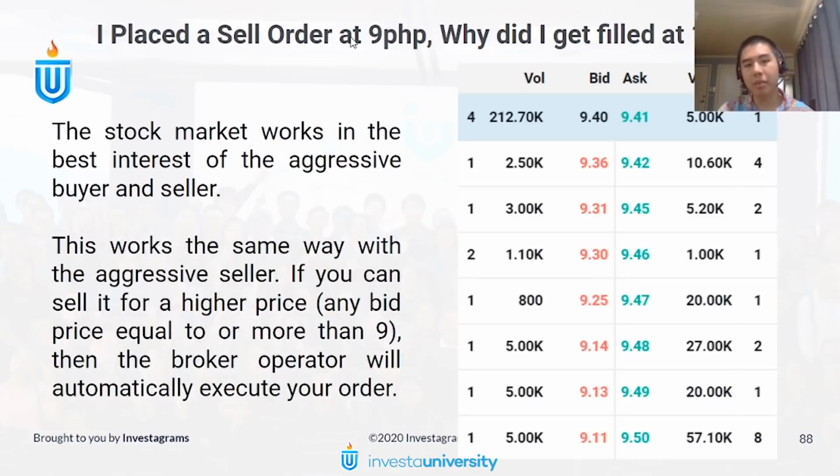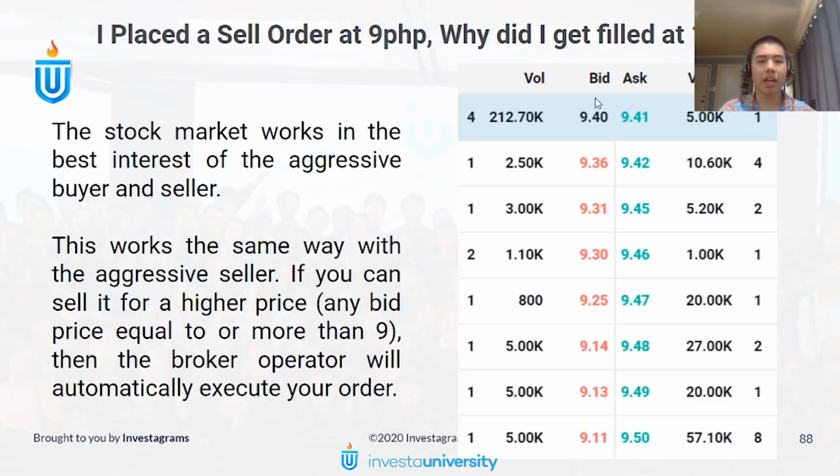And it's actually the same thing pagdating sa selling. Let's say you want to sell a stock immediately. Bakit? Mabagsak, for example. You want to manage your risk, you want to cut your losses. So, same thing, you can do it. So, for example, dito. Let's say you want to sell it kaagad, aggressive seller ka.